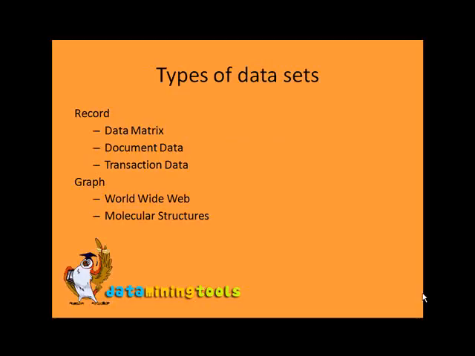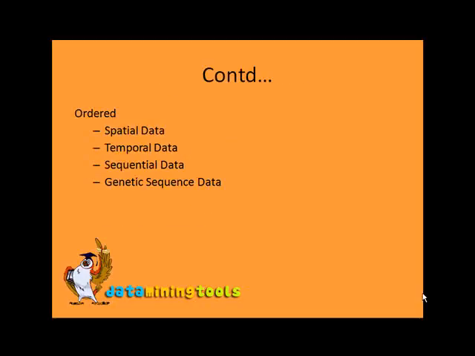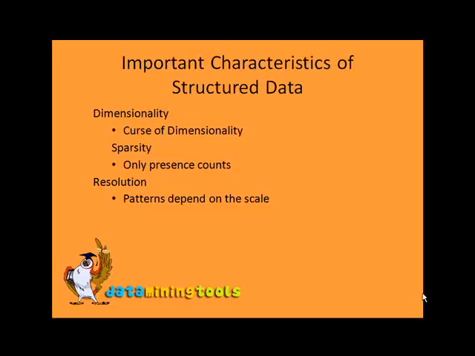Let's see what are the types of data sets. In record data sets we have data matrix, document data and transaction data. In graph data sets we have World Wide Web and molecular structures. And in ordered data sets we have spatial data, temporal data, sequential data and genetic sequence data. What are the important characteristics of structured data? They are dimensionality, sparsity where only presence counts, and resolution where the pattern depends on the scale.